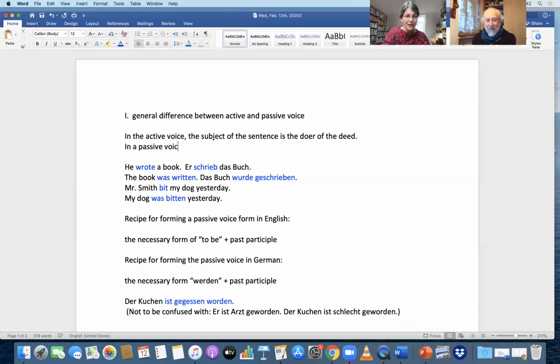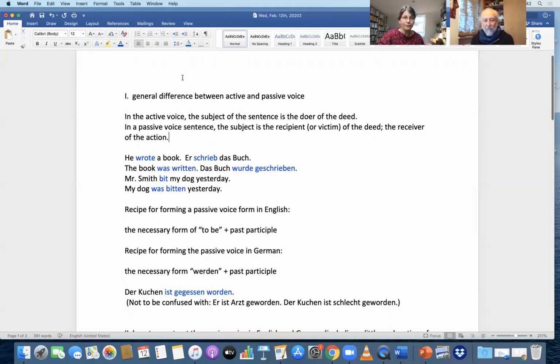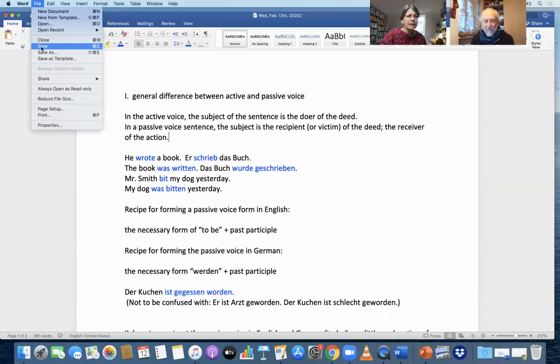In the passive voice, in a passive voice sentence, the subject is the recipient or victim of the deed, the receiver of the action. Okay? Clear so far?